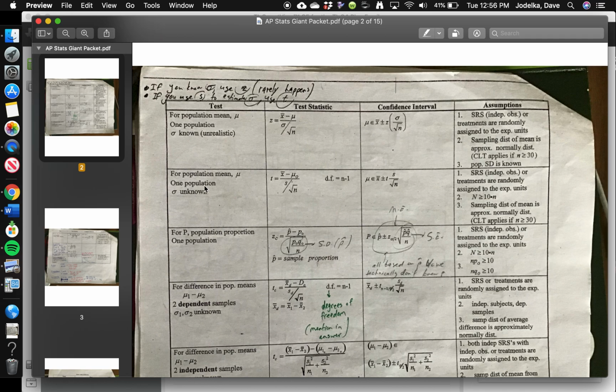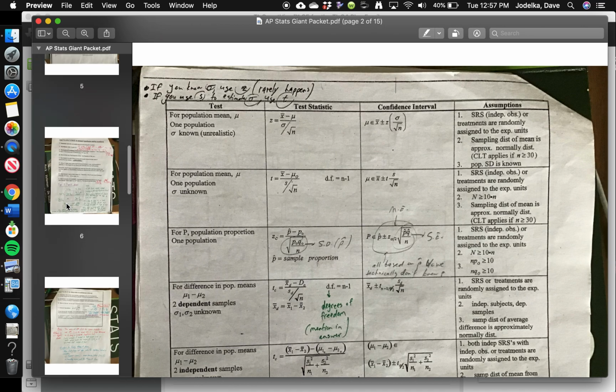Something to note over here in case you're wondering what's the difference between these two? If you know the parameter, if you know sigma, the standard deviation of the population, you would use a z-score, but most often if you're sampling, you only know s, the standard deviation of your sample, and therefore you would have to use a t-test, which would be right here. So this is more often what you would see. All right, but you'll notice the assumptions are the same.